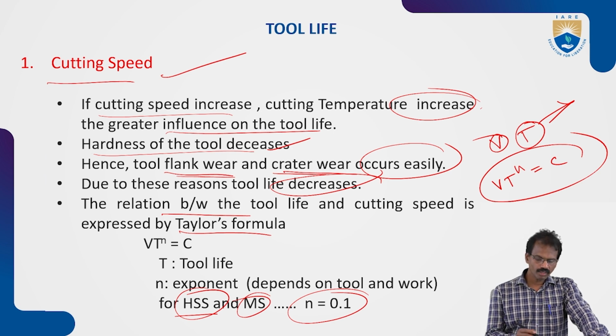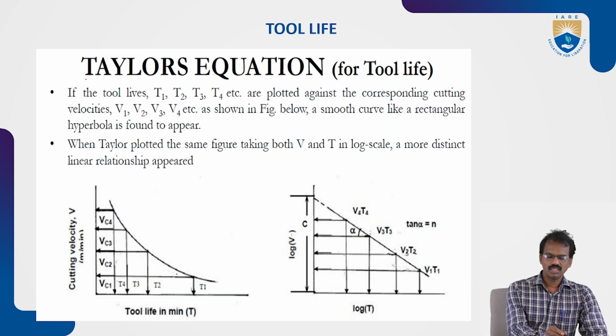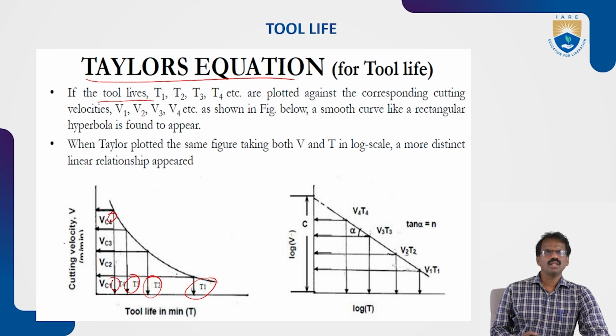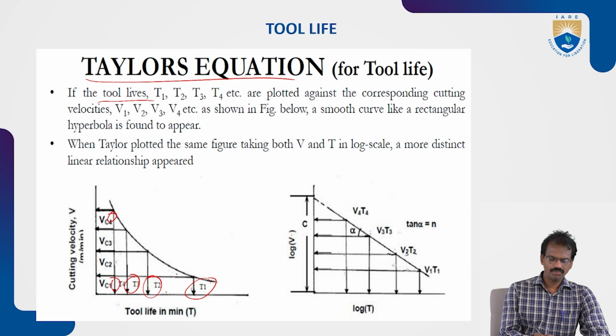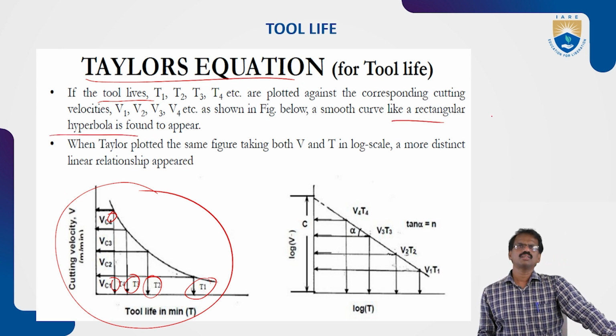This is the formula you can see here. According to Taylor, he has given some equations. These are the tool lives: T1 at velocity V1, T2 at velocity V2, T3 at velocity V3, and T4 at velocity V4. If the velocity increases, tool life decreases. If velocity decreases, tool life increases. This curve looks like a rectangular hyperbola.